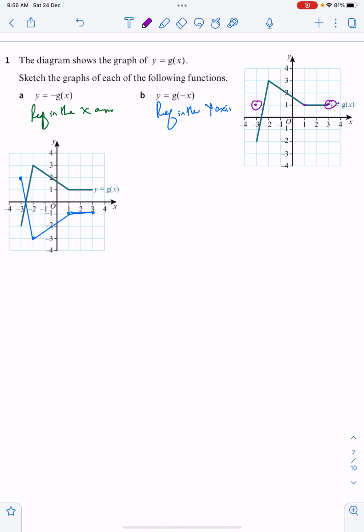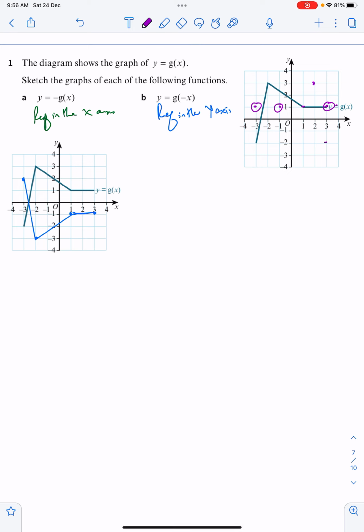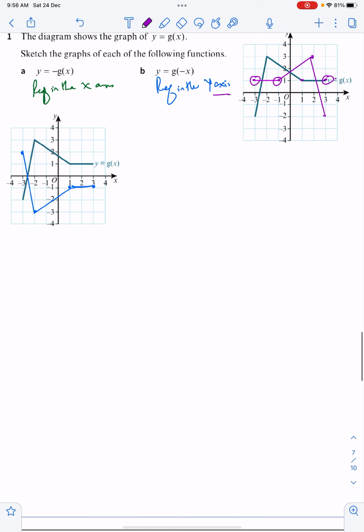Okay, this point is 1 unit, so 1 unit here. This point is 2 units on this side, so you have to mark 2 units on the opposite side of the y-axis. Same distance from the y-axis. Likewise, this point is 3 units on this side, so it's going to go onto 3 units on this side, will be this point. And then you can join them and make the graph. Okay, so this is the graph for y = g(negative x), I can copy it here.